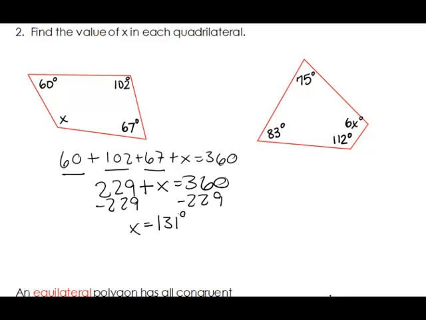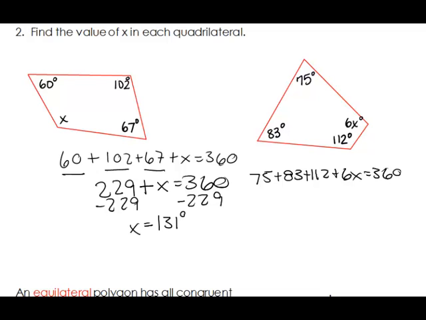Okay, the next example is really similar in that the quadrilateral, I know the 4 angles, so I've got to set up an equation. Those 4 angles must add up to 360. So 75 plus 83 plus 112 plus 6x equals 360.